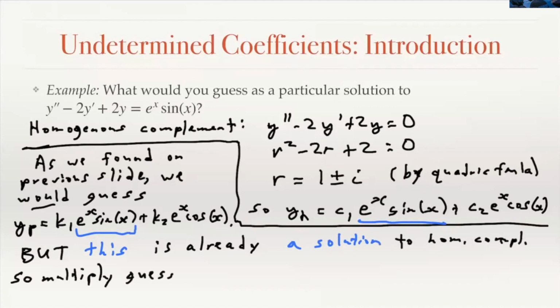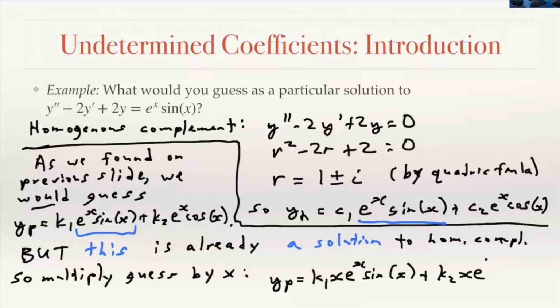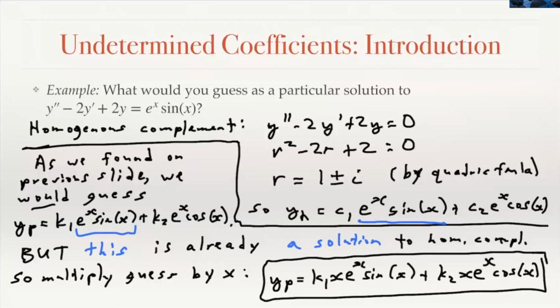We multiply our guess by x. Since that being a solution to the homogeneous complement means that if we plug it in, we automatically get 0 on the right-hand side, not e to the x sine x. So we would guess instead k1x e to the x sine x plus k2x e to the x cosine x is our form of the guess.